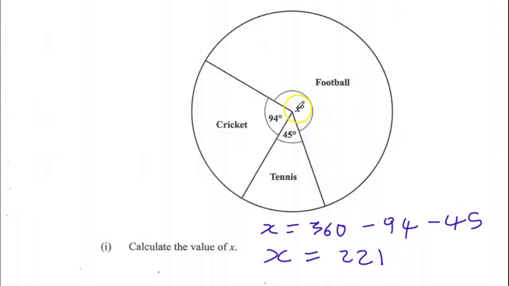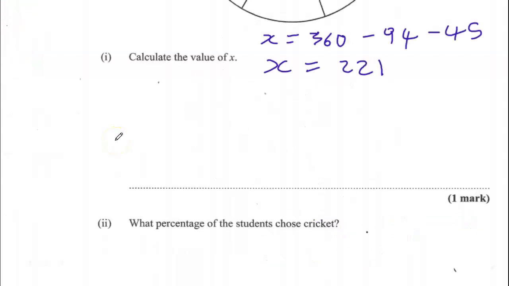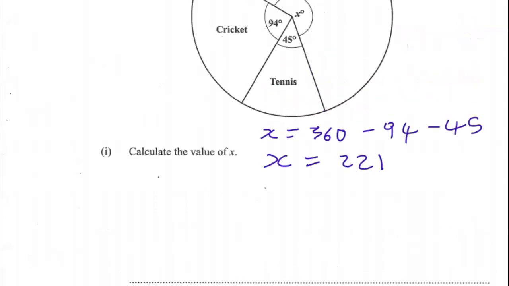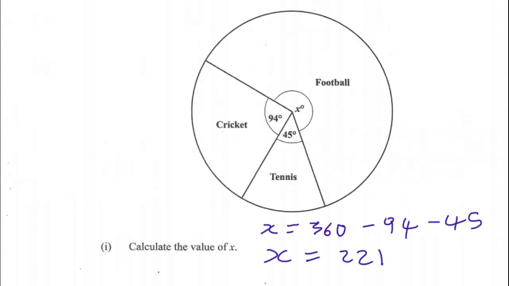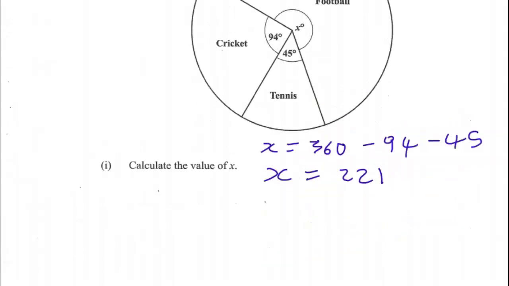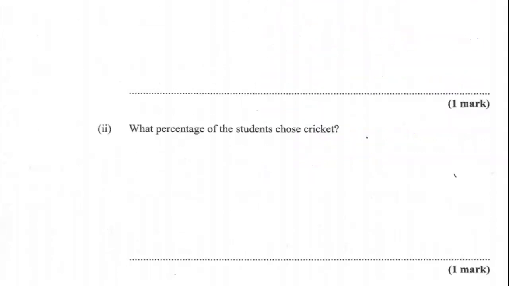And should add it with 94 and 45. We are supposed to get 360. So we can always just check that back. Next, we were asked what percentage of the students chose cricket. Now let's look back at the amount of angles for cricket. Cricket, that was 94 degrees. 94 degrees, so we're asked what percentage. So we should convert the amount of degrees to percentage.